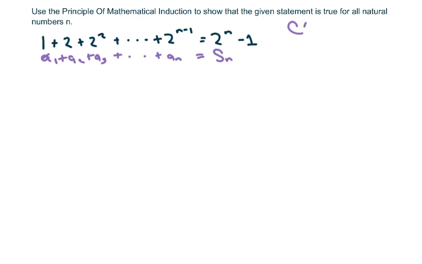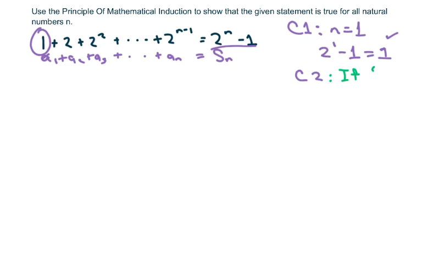We're going to check for condition 1, where n equals 1, and when you plug in 1, it should equal my first step in the sum. So when I plug in 1, I get 2 to the first power minus 1, and that gives you 1, which does check. Then we're going to check for condition 2, and this means if it holds for some k, then show that it works for the next term, which is k plus 1.